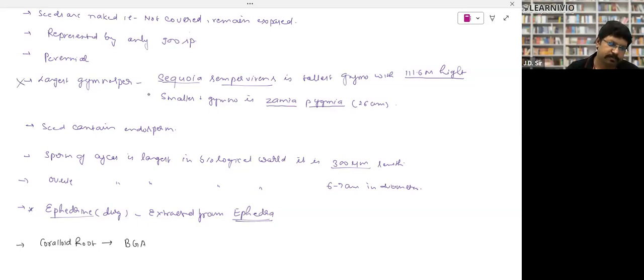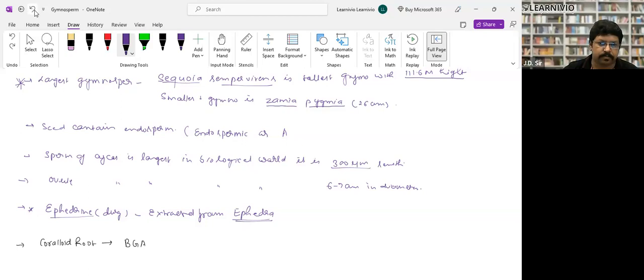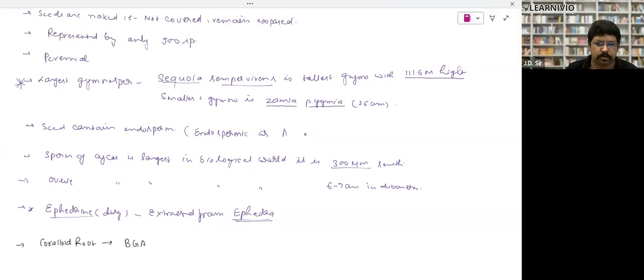Both you need to remember, both have been asked as questions. Seeds contain endosperm, so the seeds are called endospermic or albuminous seeds. Sperms of cycas are the largest in the biological world, 300 micrometer in length. The ovule is also the largest in the biological world, 6 to 7 centimeter in diameter, and can be seen by the naked eye.